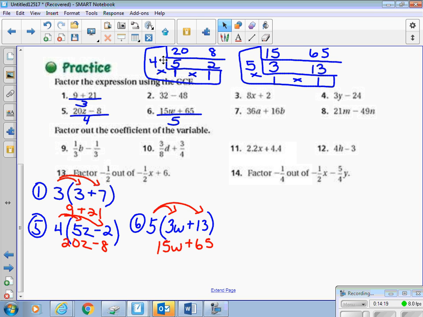then come back and we'll do some more together after that. So pause the video, just finish under the first set of directions up to number 8, then come back and check your work.